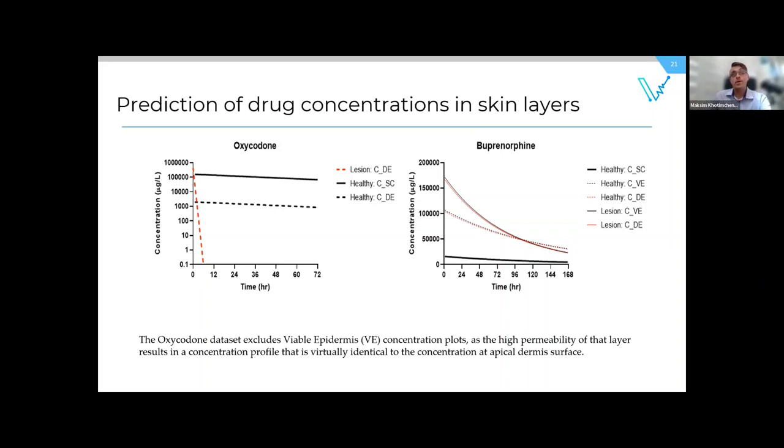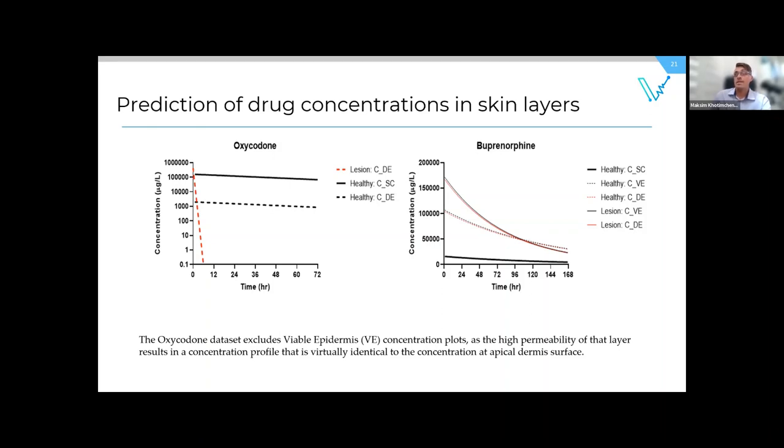And that means that oxycodone would be good enough to use in normal skin and to engage with this receptor. But in the case of some damage of stratum corneum, oxycodone is actually almost not found in skin layers. It almost completely reaches the systemic circulation and remains there. In contrast, buprenorphine works slightly differently.